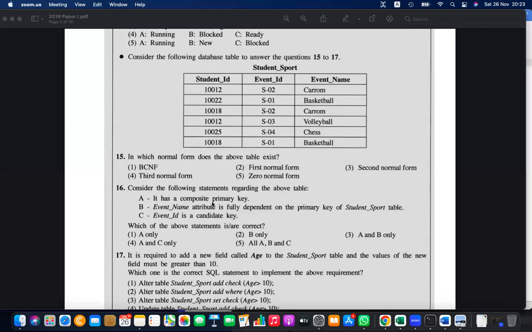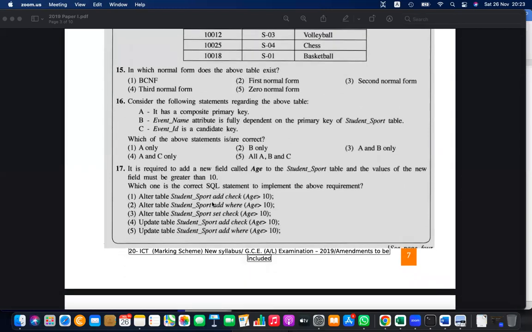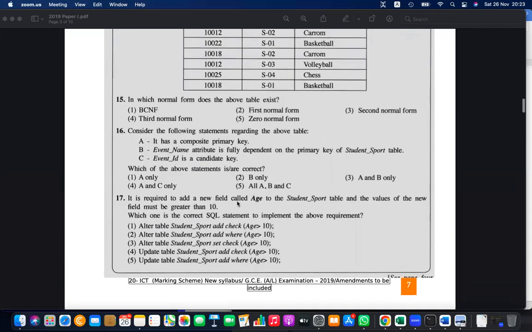The next one, 17. It is required to add a new field age to the student sport table. The values of the new field must be greater than 10. You have to add a check. Which one is correct? Alter table student add, what is the field name? Age. Alter student table add age.